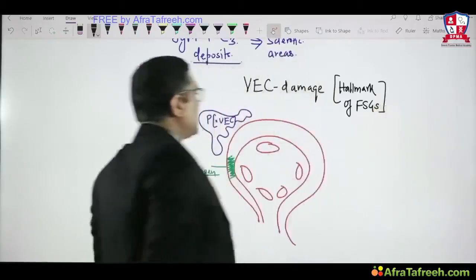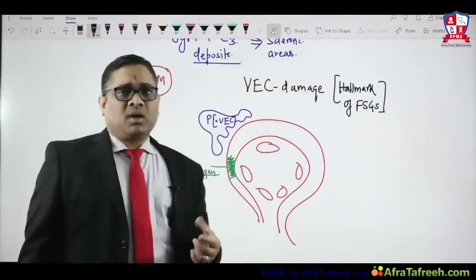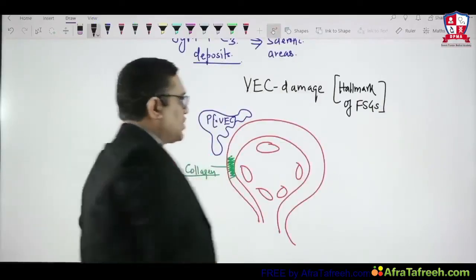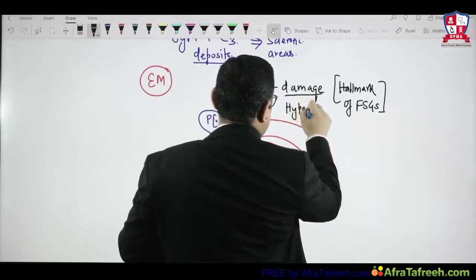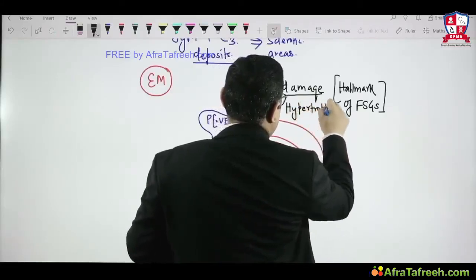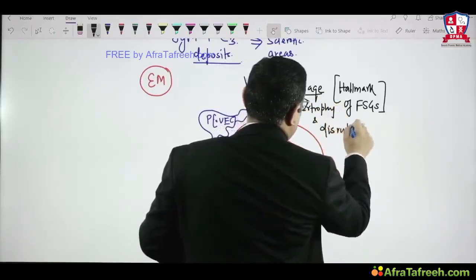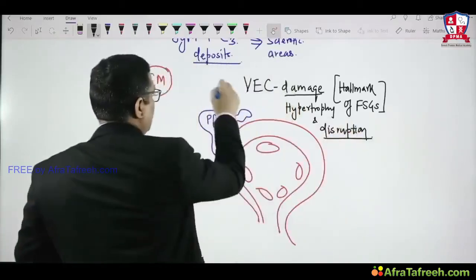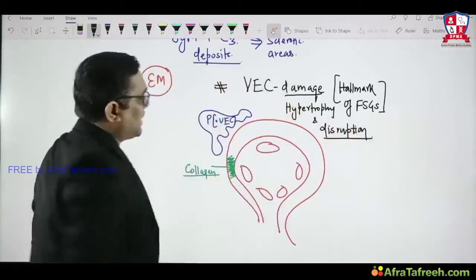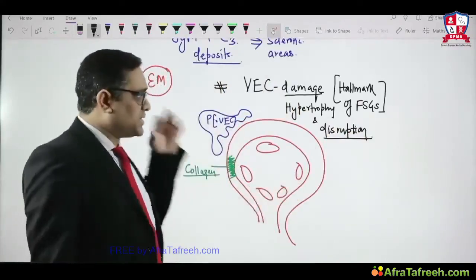So what is that visceral epithelial cell damage? What kind of damage will you see? Hypertrophy and disruption. That was a question in an older All India exam also, right? So hypertrophy and disruption of visceral epithelial cells are characteristic of FSGS.